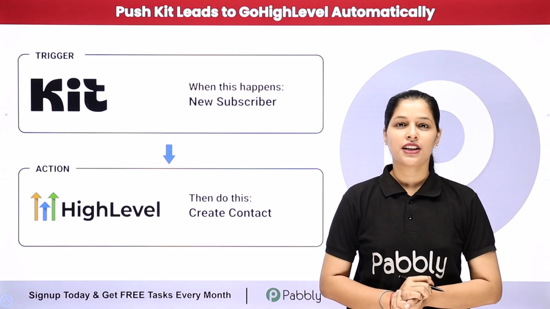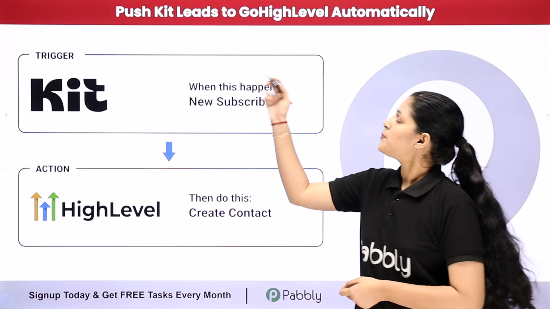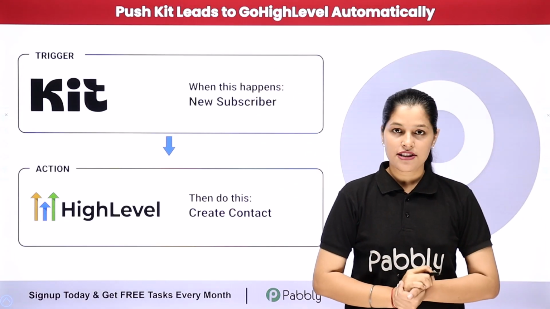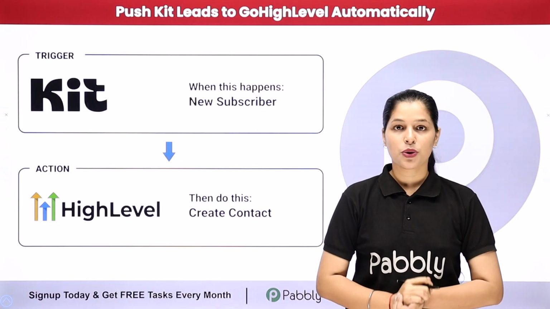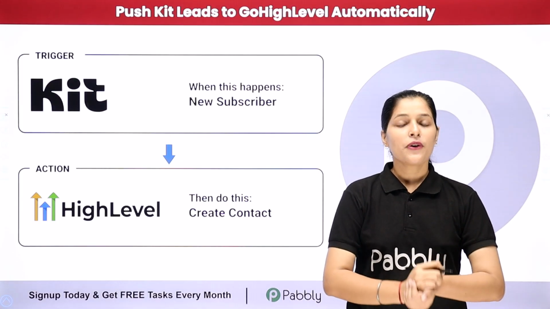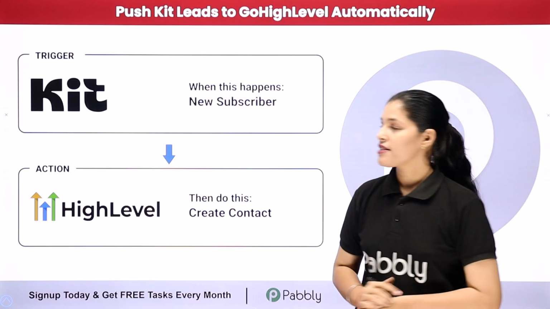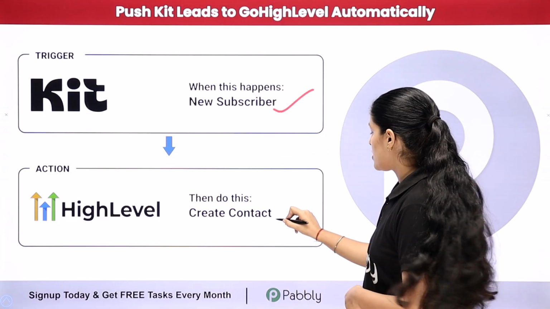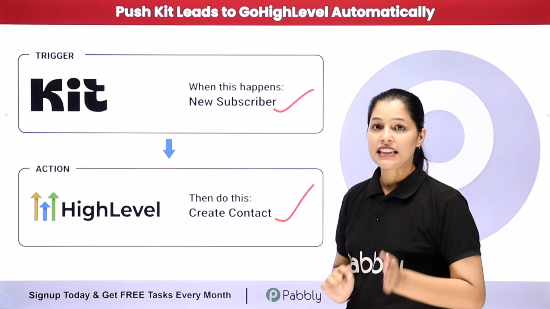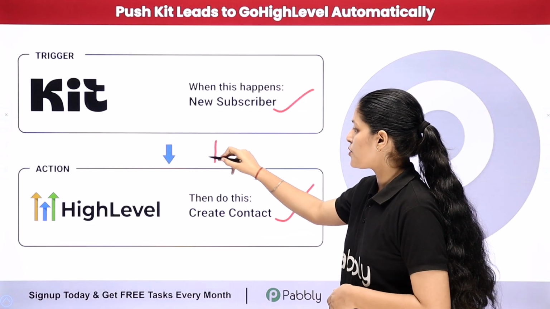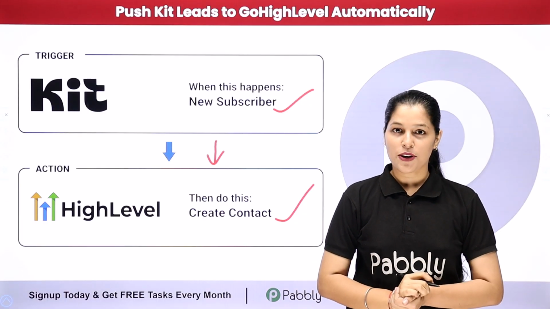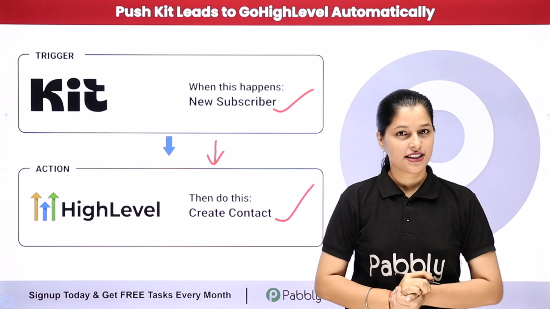So in this video we are going to learn how to push Kit leads to GoHighLevel automatically. I run a fitness challenge funnel and want to add subscribers to GoHighLevel automatically. My objective is, as soon as I receive a new subscriber over the Kit, I am going to create a contact over the GoHighLevel. For integrating these both applications, I am going to use a software that is Pabbly Connect. So if you also want to build this automation, then let me take you towards my screen.